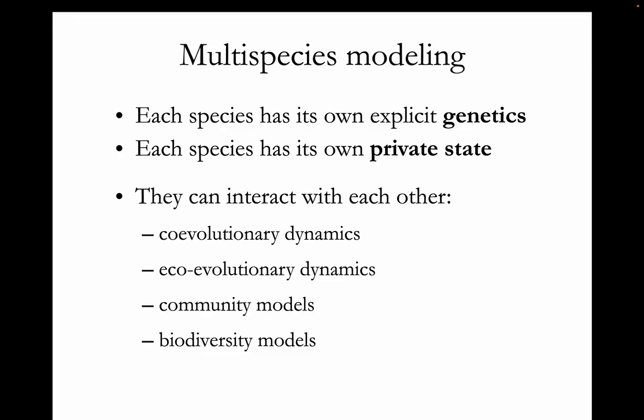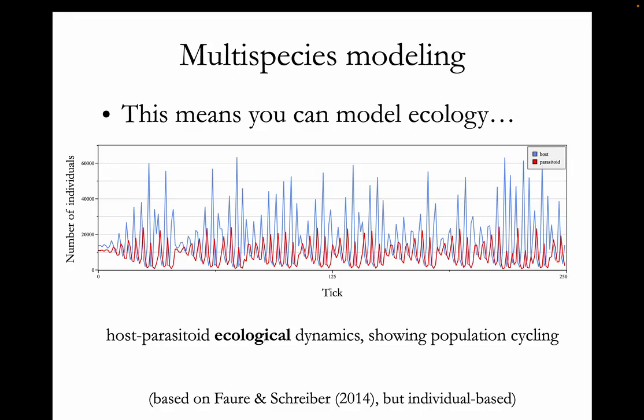So this means that you can start out with a model of ecology without genetics, like this SLiM model of host-parasitoid ecological dynamics. This model is based on a mathematical model from Foray and Schreiber 2014, and it's been converted into individual-based form. The plot here shows time in ticks on the x-axis and population size on the y-axis for the host species in blue and the parasitoid species in red.